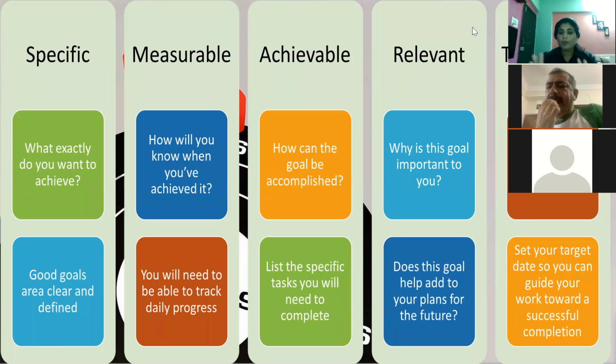Then there needs to be a specific time bound for every goal. So when do you want to achieve this goal? Set your target date, the date by which you want to achieve that target, and that needs to be clear cut. Now there are short term goals, middle term goals, and long term goals.